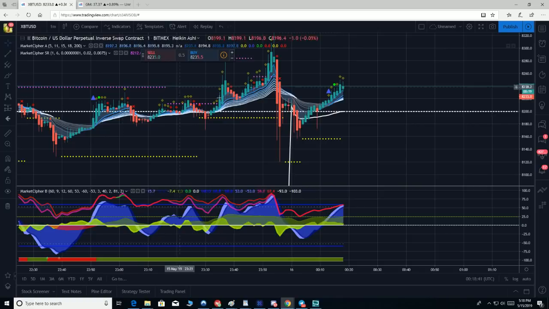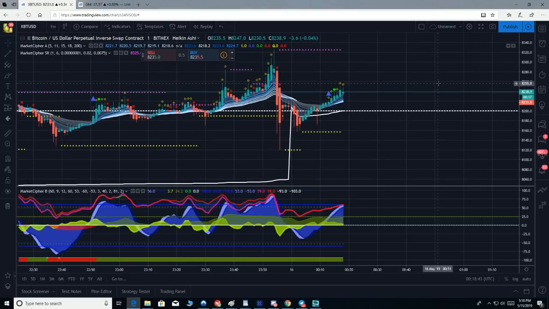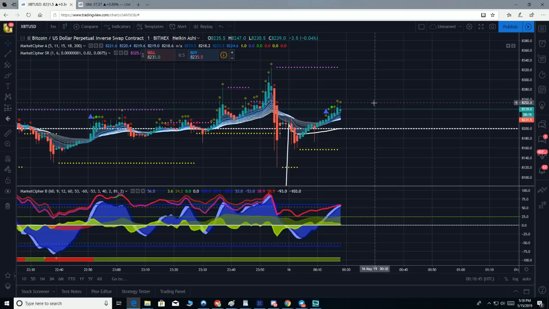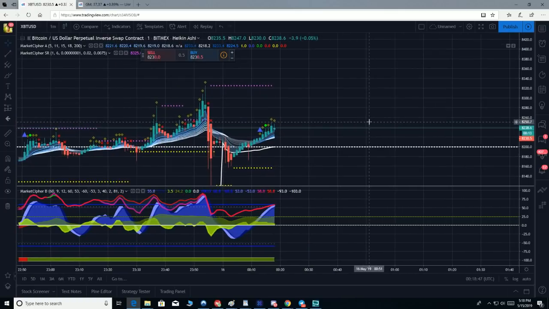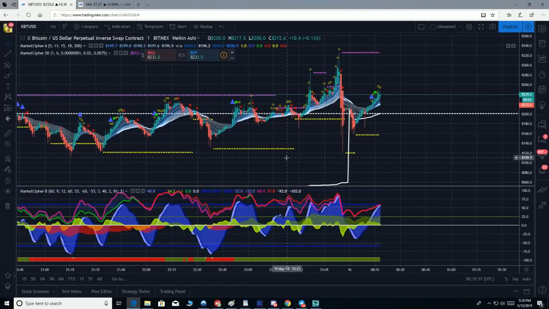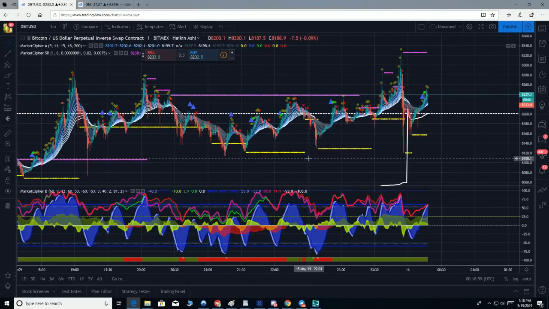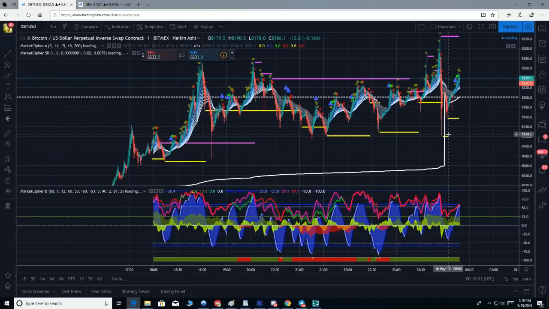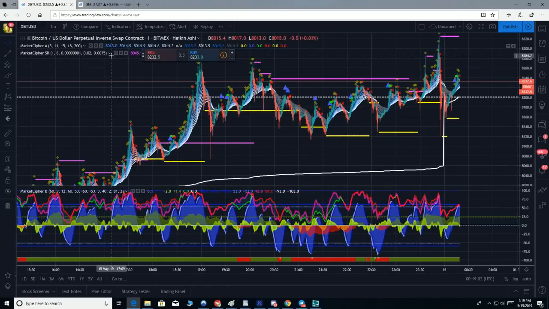Yeah, man, my VWAP is like shooting up too, pushing it up. And then we had a double bottom, and then we had a double top too, so it's a nice range. Looks like a parallelogram, the whole pattern. It's like a perfect little flag.